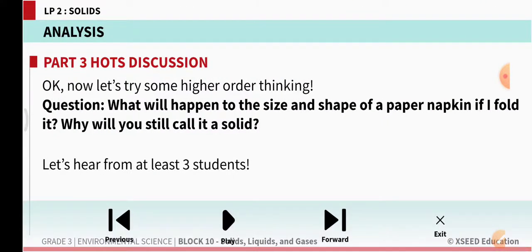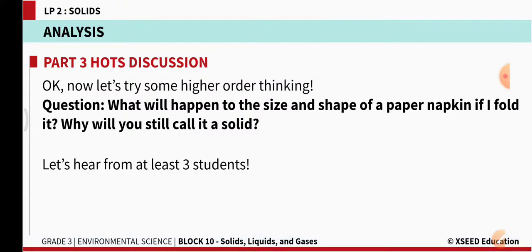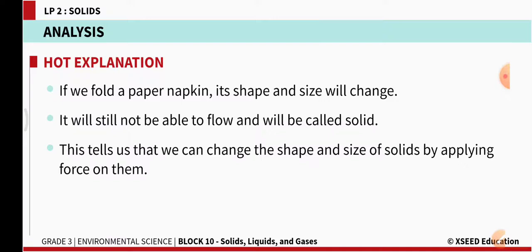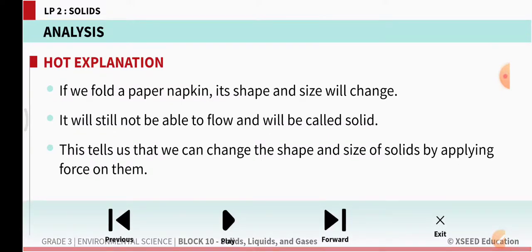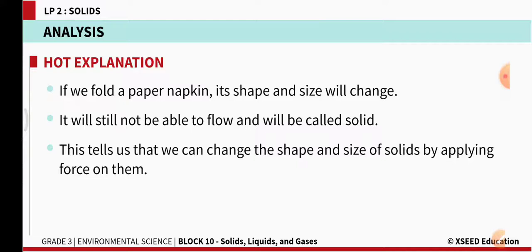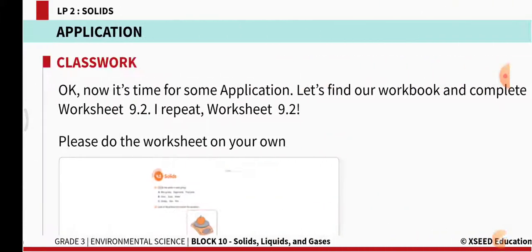Now, Part 3. What will happen to the size and shape of a paper napkin if I fold it? Why will you still call it a solid? Let's summarize the answers now. If we fold a paper napkin, its shape and size will change. It will still not be able to flow and will be called solid. One important rule is that solids don't flow. This tells us that we can change the shape and size of solids by applying force on them, right?